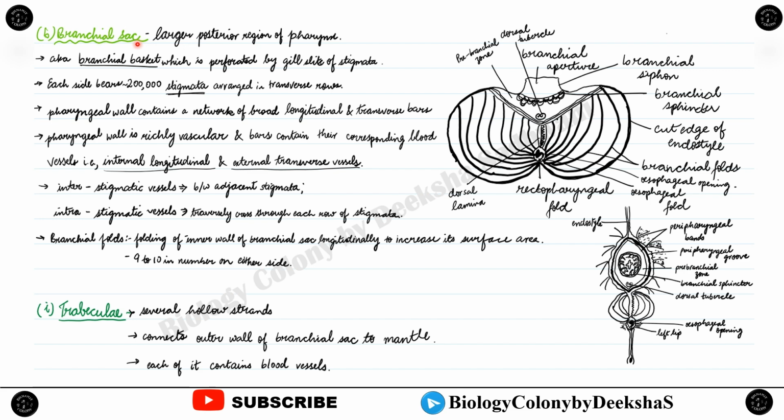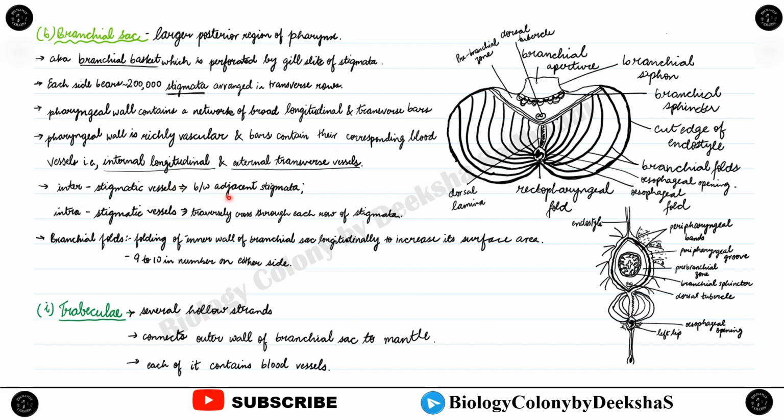The branchial sac is the largest posterior region of the pharynx, also known as the branchial basket, which is perforated by gill slits or stigmata. Each side bears 200,000 stigmata arranged in transverse rows. The pharyngeal wall contains a network of broad longitudinal and transverse bars. The pharyngeal wall is richly vascular and the bars contain their corresponding blood vessels, that is, internal longitudinal and external transverse vessels.